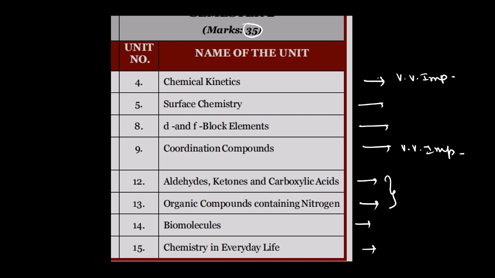For the rest, like surface chemistry, if you have a good concept, you can answer the question. In D and F block, a few points, the variation of properties, you have to know. So here also concept matters. And in chemistry in daily life, there are a few points. If you cover these points, you can answer 2-3 marks very easily. So this is the scenario. Let's go chapter wise. Let's start, okay, from chemical kinetics.